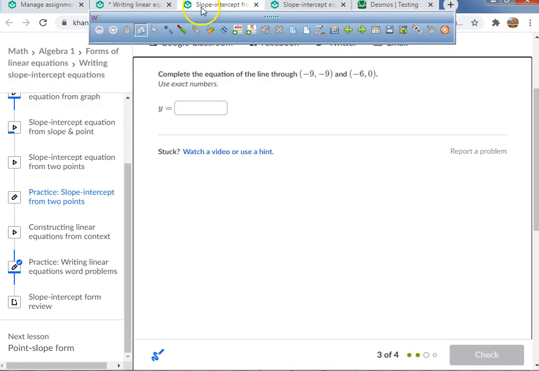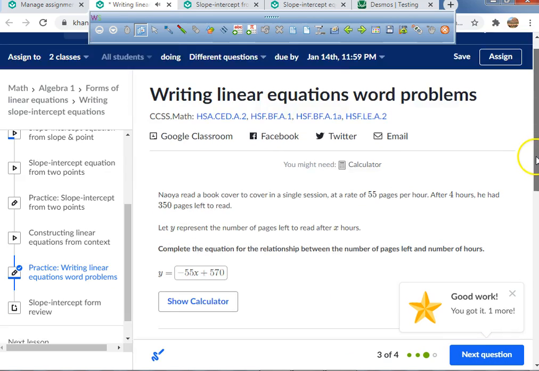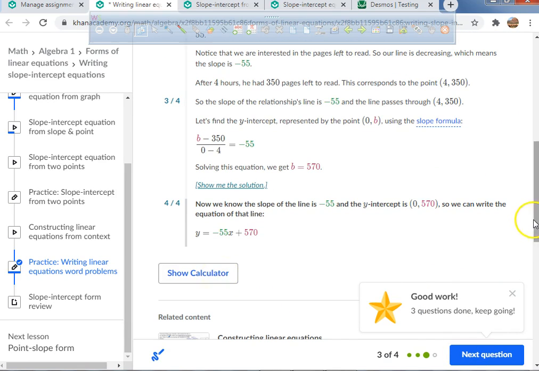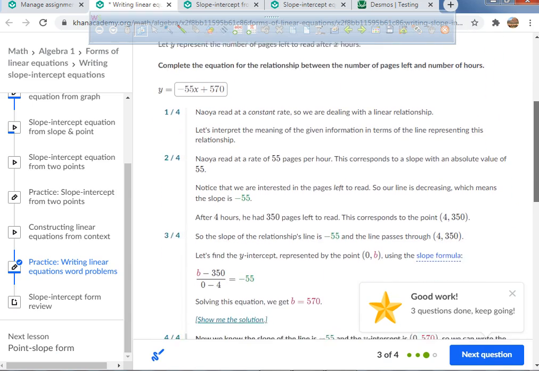So I feel pretty confident that we got our answers correct. All right? Now, if you miss one of these, do not just hit next question. Make sure you say see step-by-step solution and see what they did to solve it.